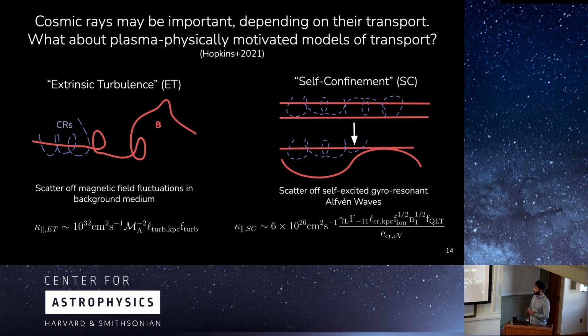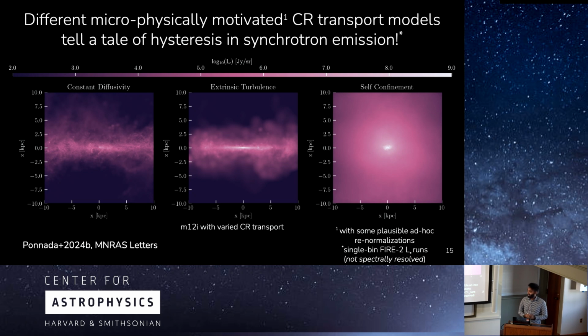And so the characteristic scalings for the diffusion coefficient depend on a very different set of plasma properties. And specifically in these self-confinement models, the scattering rate is proportional to the energy density, and so the diffusion is inversely proportional to the energy density of cosmic rays. This leads to very interesting behavior. And so what we see from similar simulations when we forward model the synchrotron emission coming from simulations that have cosmic ray transport that's varying based on local plasma properties rather than constant in space and time is that they predict very different synchrotron emission.